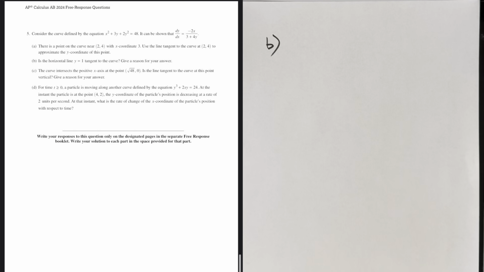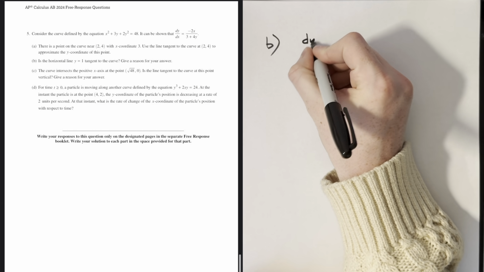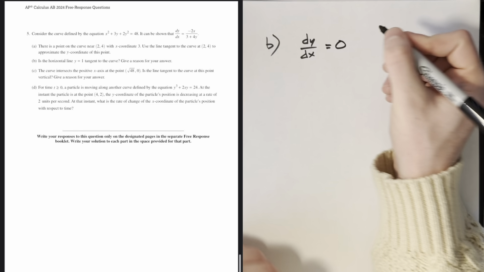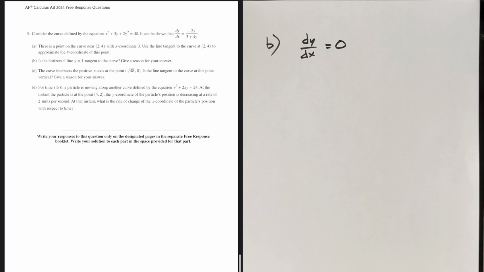So part B says, is the horizontal line y equals 1 tangent to the curve? Give a reason for your answer. Now, for there to be a horizontal tangent, you know that dy/dx would have to equal 0, right? That's just what it is for horizontal tangent lines. Our slope is 0. So at y equals 1, right?